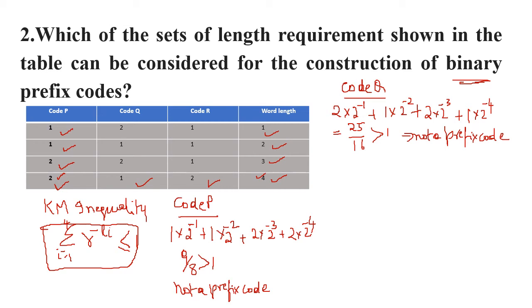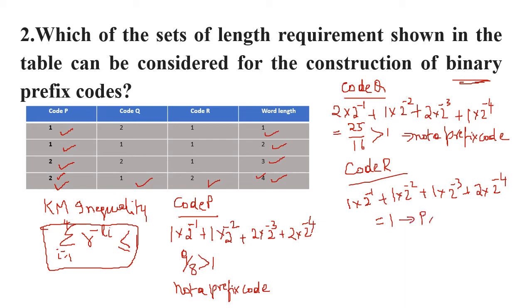Similarly, we can do it for the next code, code R. We'll write it out. You have one code word of length 1, one code word of length 2, one code word of length 3 and two code words of length 4 each. Substitute in the calculator and see what you get. I think you are going to get 1. So it satisfies the Kraft inequality, and this is a prefix code.